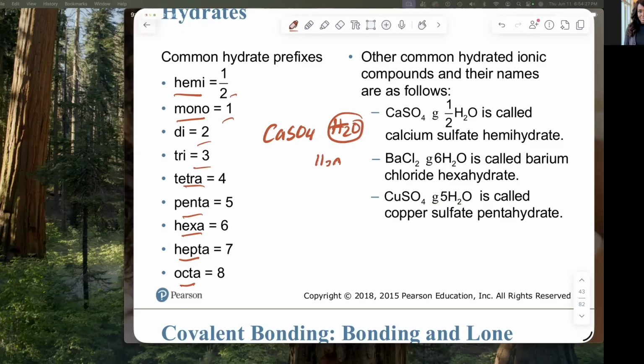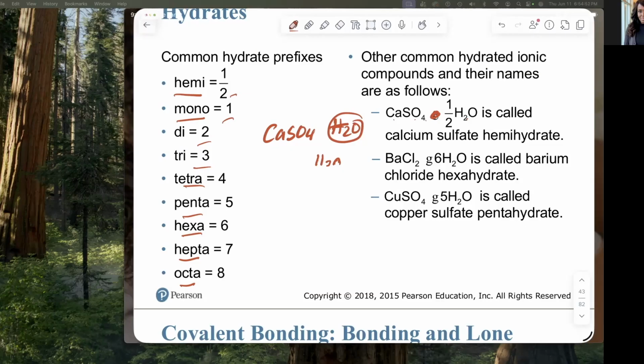Remember, Dalton said that atoms combine in wholes to form a compound. Elements combine as whole atoms to form compounds. So you can't have a half atom. So how can we have half water on calcium sulfate? Okay, give you a moment to think about that. And try not to make the video too long.